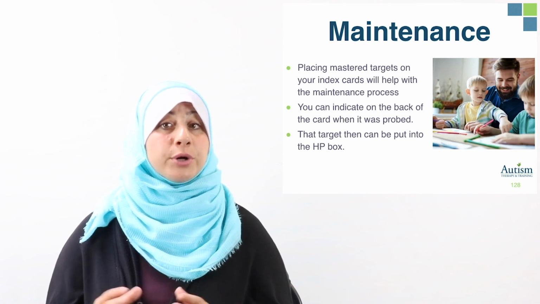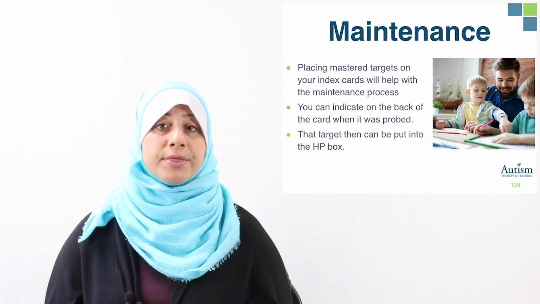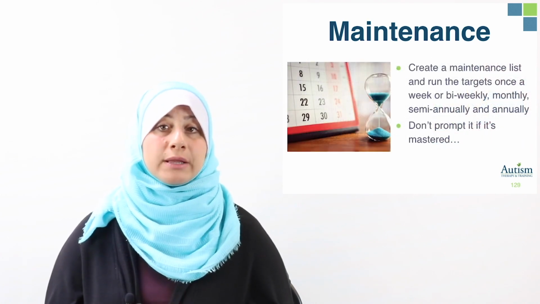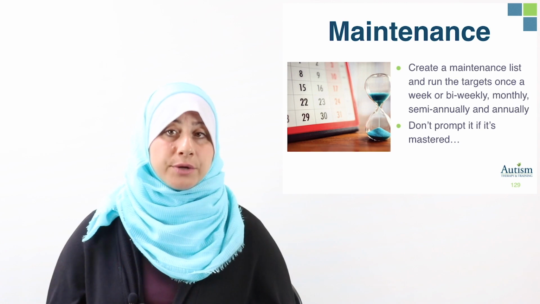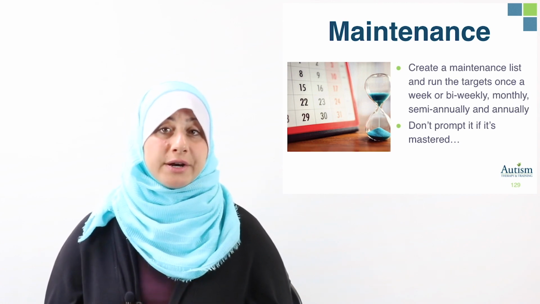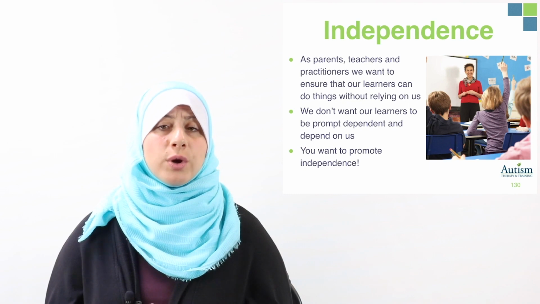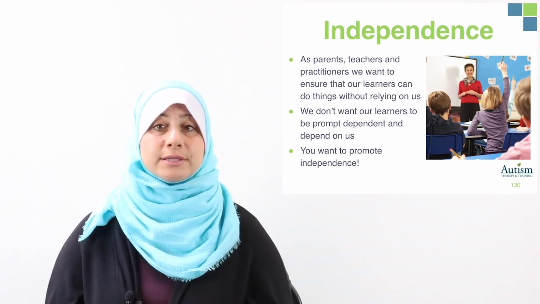That target can be put into the high probability box. Create a maintenance list and run the targets once a week or bi-weekly, monthly, semi-annually, or annually. Don't prompt it if it's mastered. As parents, teachers, and practitioners, we want to ensure that our learners can do things without relying on us. We don't want our learners to be prompt dependent.